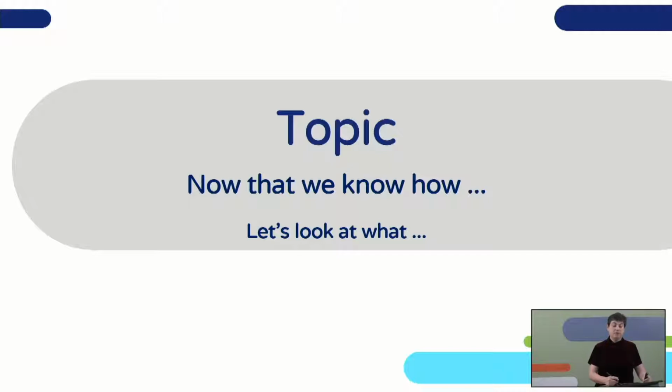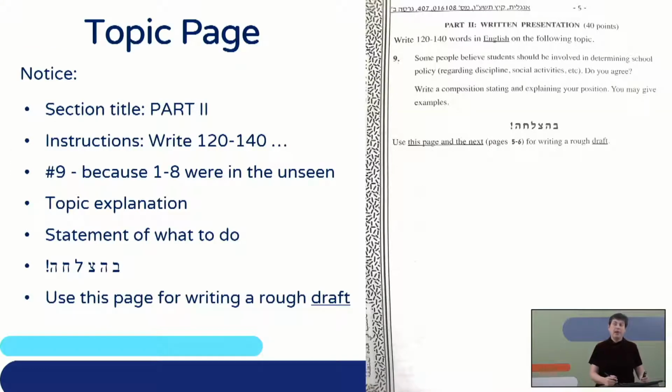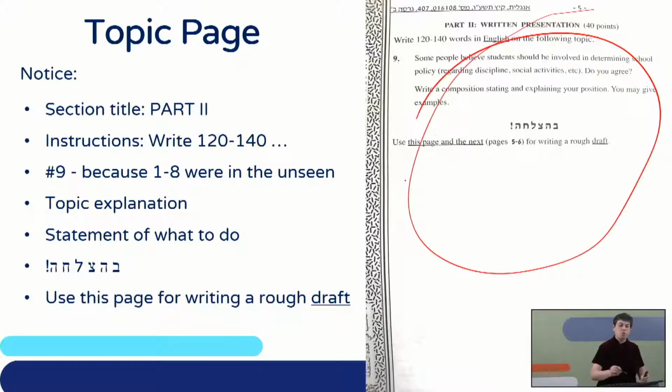Now, let's look at the topic. We know how to write the essay. Now we want to know what we should write. On the topic page, and I know you can't see, this is a picture of a real bug root. You can't see it, but I wanted to point out some of the details.